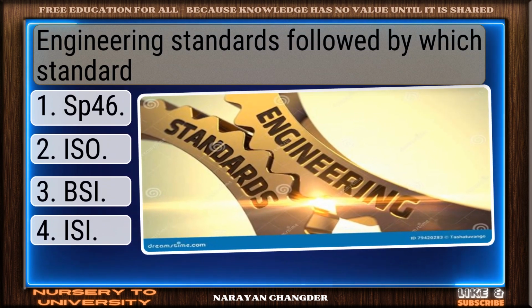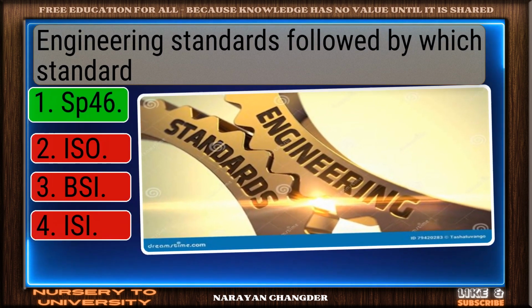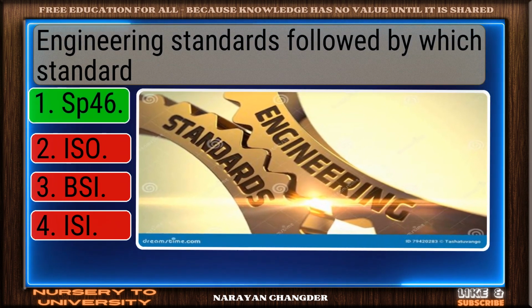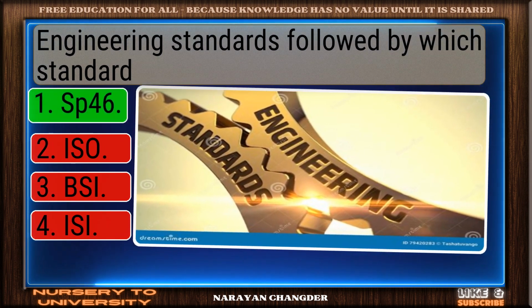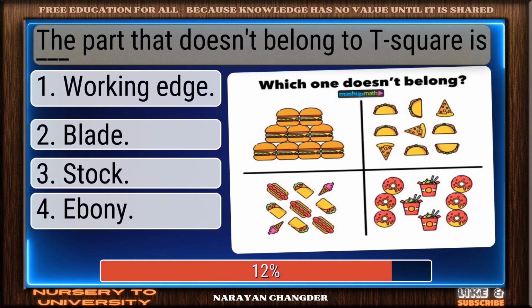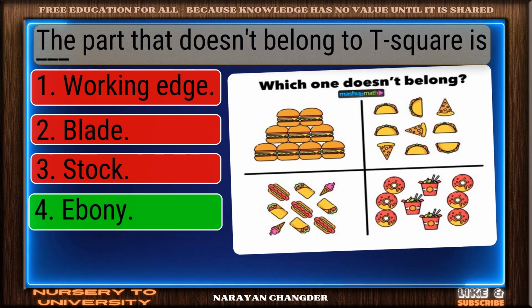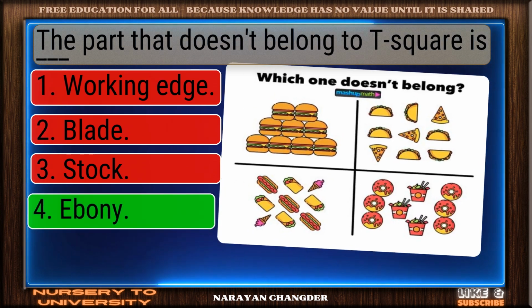Engineering standards followed by which standard? Good job. Your answer SP46 works well here. The part that doesn't belong to T-square is dash. You chose ebony. And it is correct.